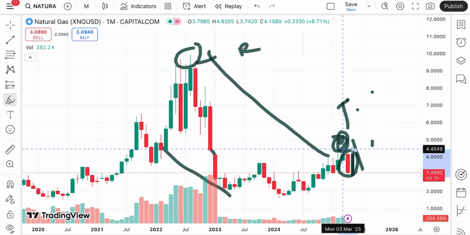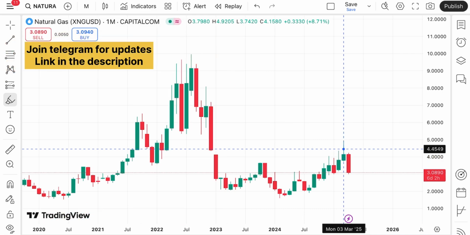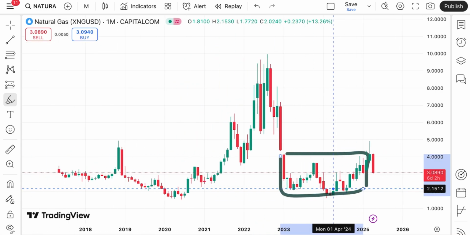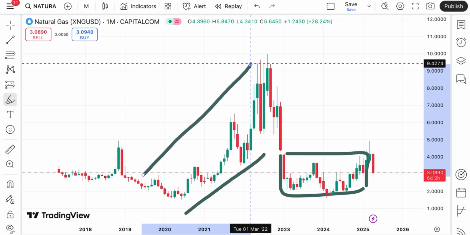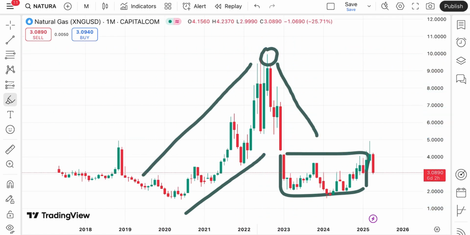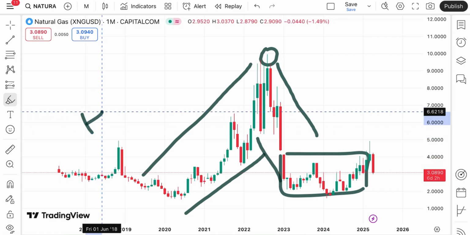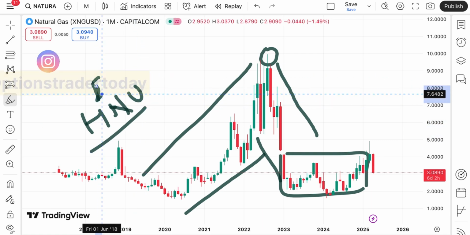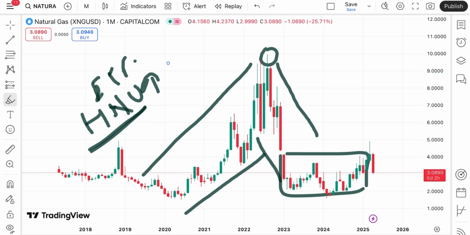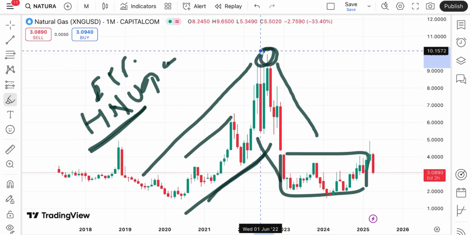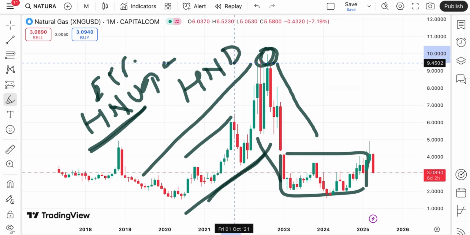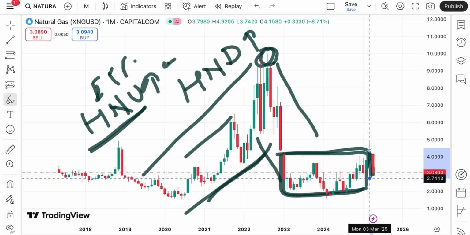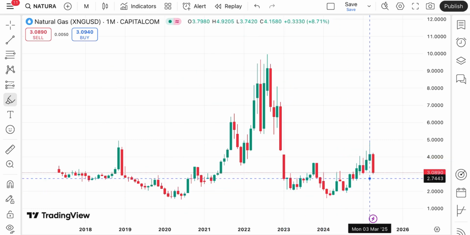Looking at this particular chart, the price of natural gas was moving in this zone for quite some time. Previously the price was continuously moving upside, but as soon as the war started we have seen the price continuously moving down. If you look at HNU, those who are in Canada, these are the ETFs. The price was in a buy situation, but as soon as the war situation started, the price kept moving down and HND was hitting up and up. Now for 2 years, the natural gas price has been moving in this particular zone.